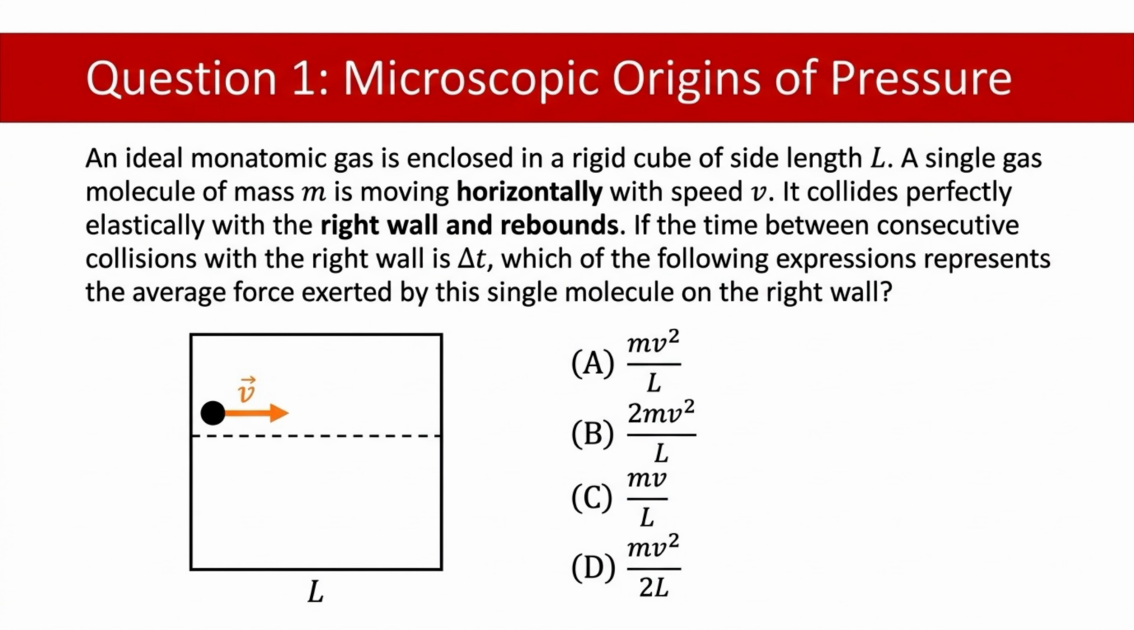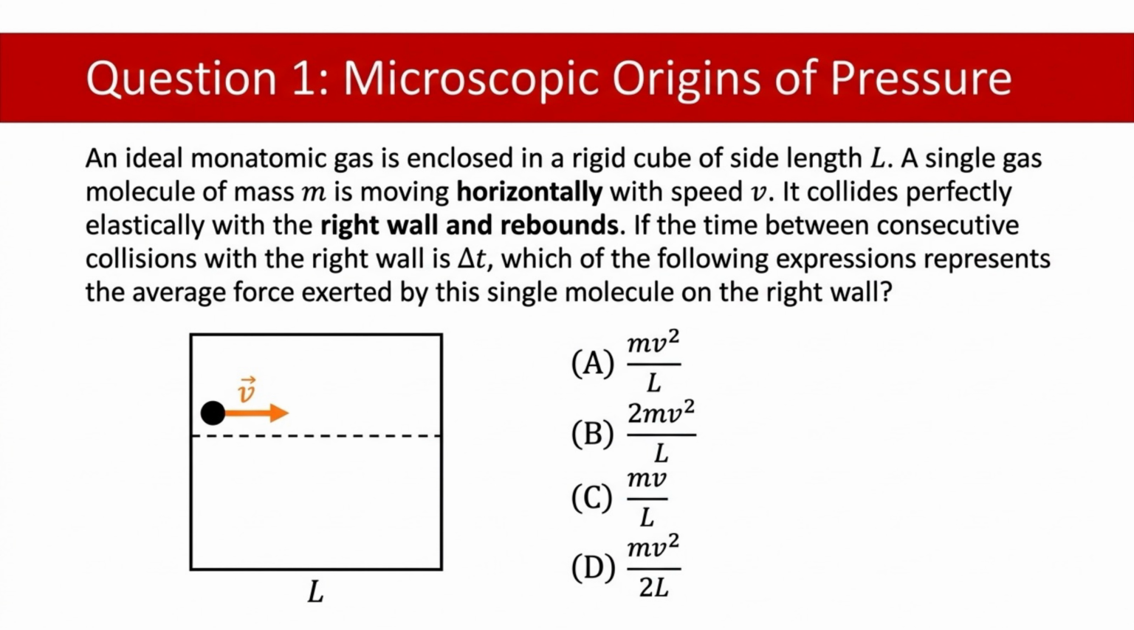Microscopic origins of the pressure. Picture a single molecule, mass m, zipping back and forth horizontally between two walls of a cube, side length L. Every time it slams into the right wall, it bounces off elastically and heads left. Time between consecutive hits on that wall is delta T. The question: what is the average force this one molecule puts on the wall? Pause and think before you answer.